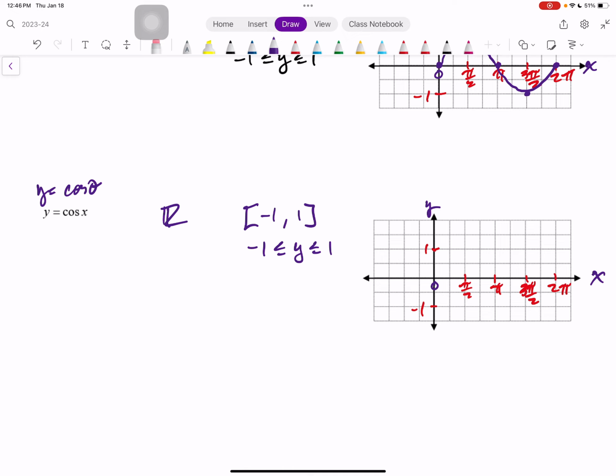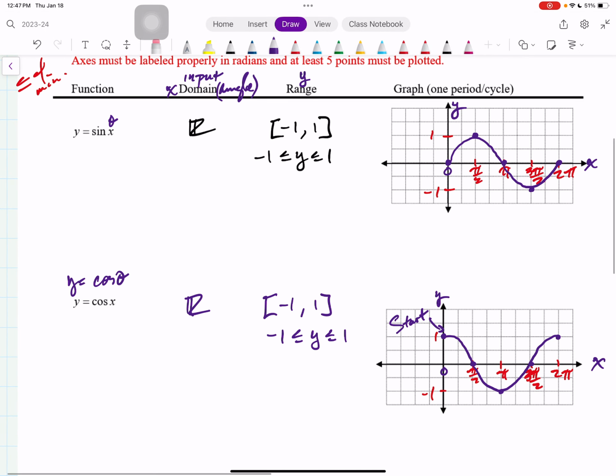So cosine of 0 is not 0, it's 1. So you start here at 1 unit up on the y-axis, because this function has an amplitude of 1, which I haven't talked about yet. And then the cosine of pi halves is 0. Cosine of pi is -1. Cosine of 3 pi halves is 0. Cosine of 2 pi is 1. And then you sketch. Okay. And that's it. So the mastery is done. So notice it's very, very quick.